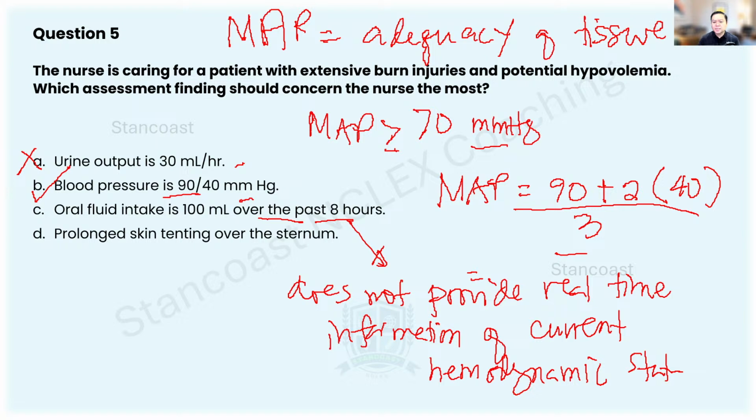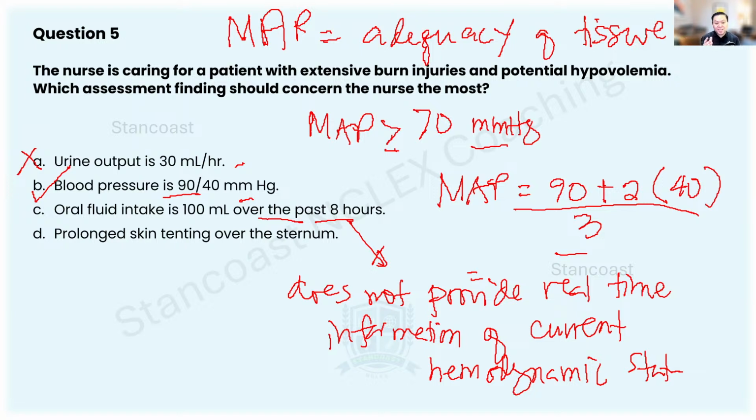56 times 2. Oops, sorry. The calculator is broken. 56 times 2 plus 90, divided by 3. So that's 67. Yeah, 67.3. So this time your patient is in that gray area.